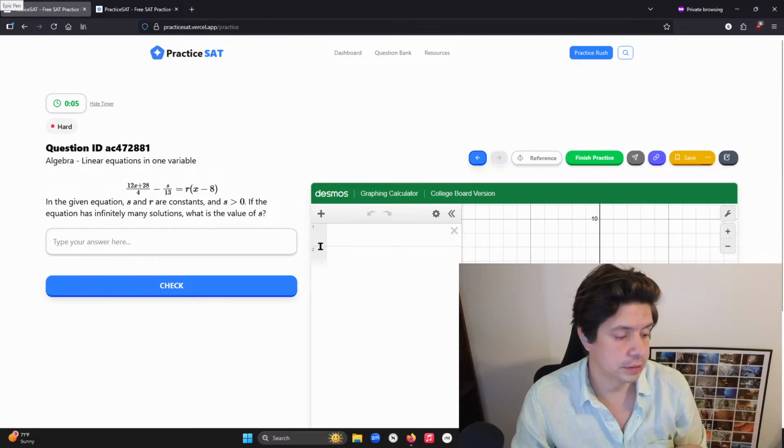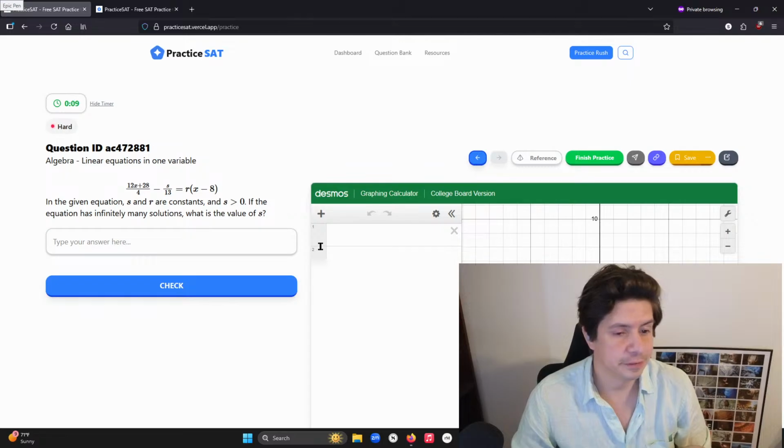Now how about this one here? In the given equation, S and R are constants and S is greater than 0. If the equation has infinitely many solutions, what is the value of S? So if it has infinitely many solutions, that means both sides are the same.